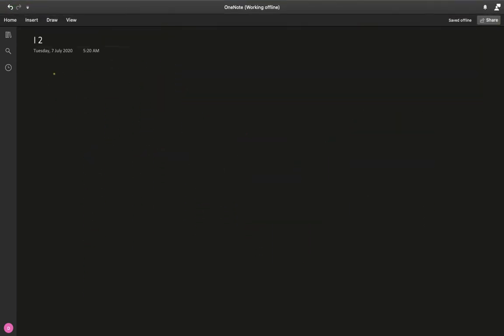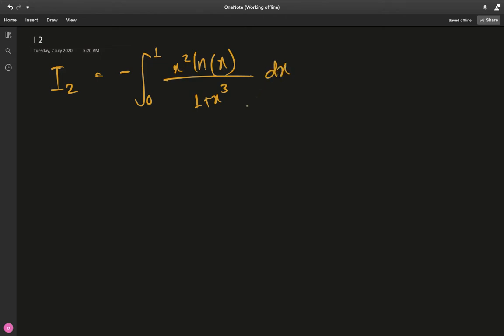Moving on to I2, we are taking the negative, so we have negative times integral from 0 to 1 of x squared times natural log of x over 1 plus x cubed dx. So noticing a quadratic on top and a cubic in the denominator, we can again use the trick that we applied last time, except we're multiplying and dividing by a factor of 3 to match with the derivative of the denominator, 3x squared divided by 1 plus x cubed dx.